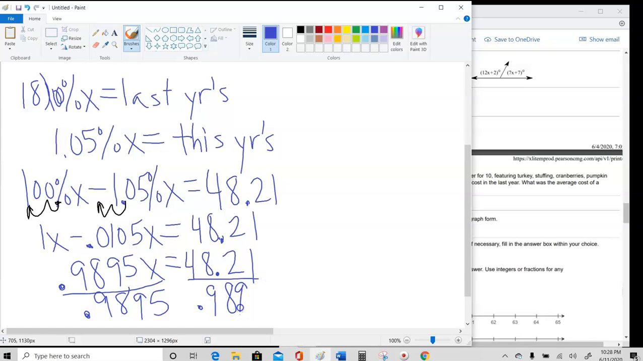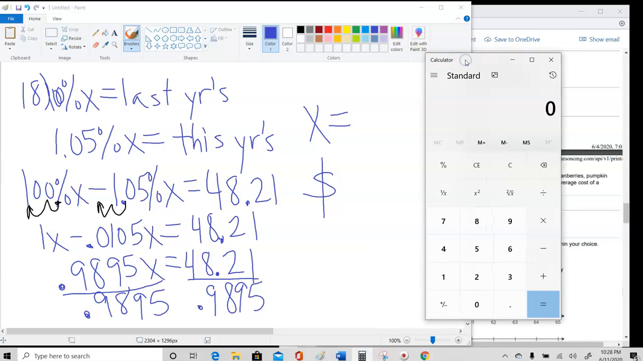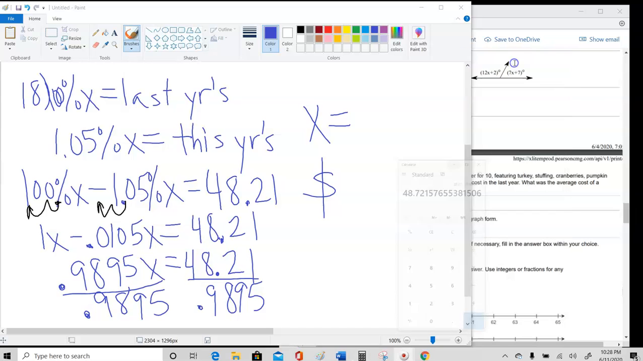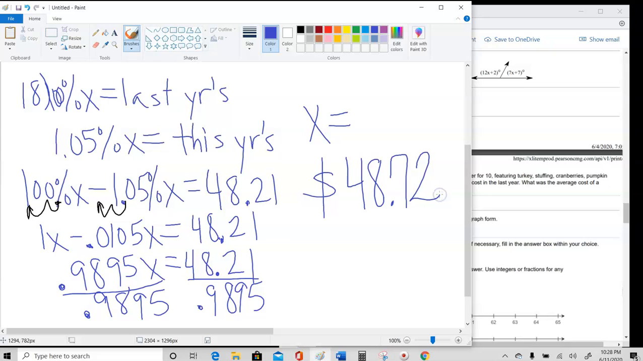And let me pull up my calculator to show you what answer we'll get. So 4821 divided by 0.9895. And to the nearest cent, that will be $48.72. So that was last year's cost.